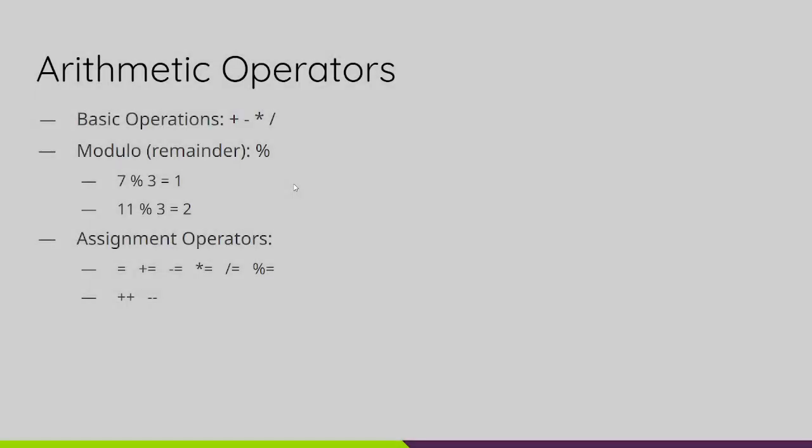Operators are used to perform operations. You have your basic add, subtract, multiply, and divide, but you also have the modulo, which will give you the remainder. So 7 mod 3 is 1, because 2 times 3 is 6, and 7 minus 6 is 1, so you have a remainder of 1. And you also have assignment operators like equals, plus equals, minus equals, times equals, modulo equals.